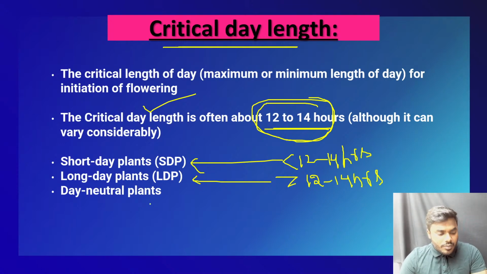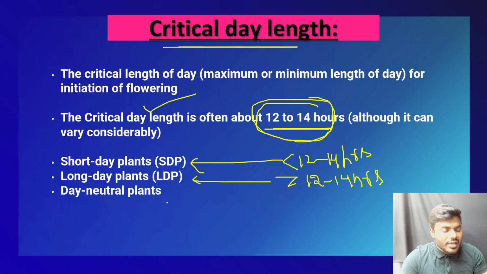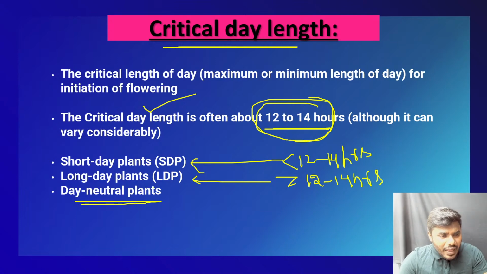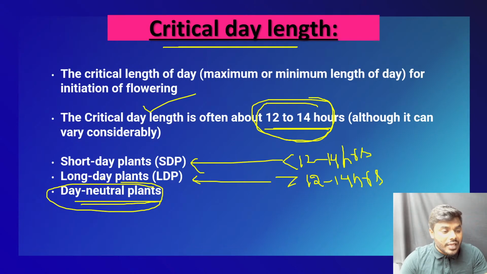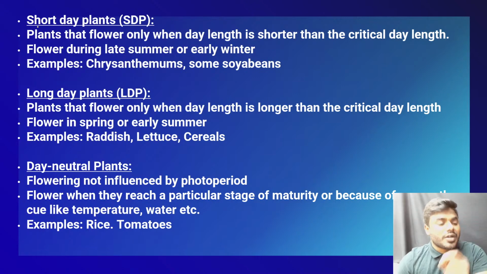Then friends, what do you mean by the word day neutral plants? It doesn't matter whatever the day length may be, it doesn't matter whatever the night length may be. They can easily flower, which means here you have to remember the light is not influencing the flowering in the day neutral plants. All the students, please remember the examples without fail. All the students understand when I can call a plant a short day plant.